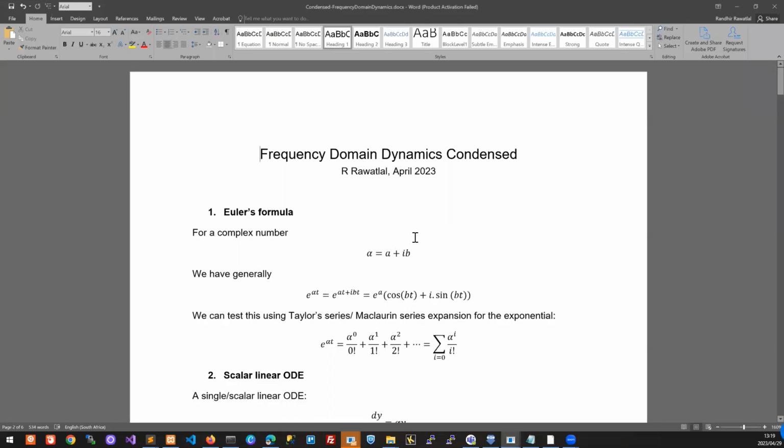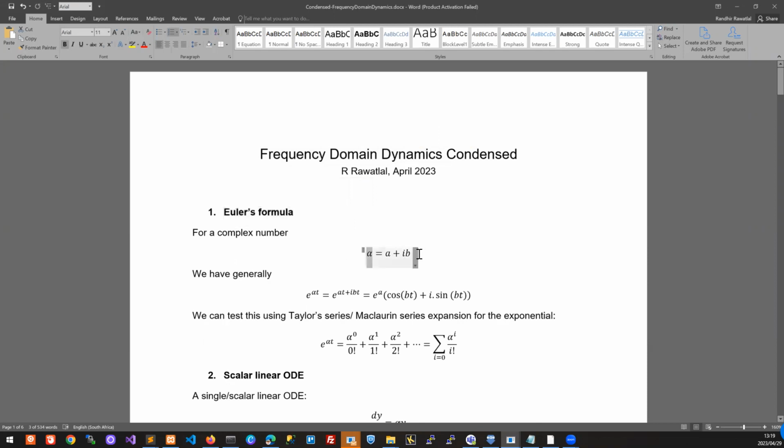Hello, and welcome to this session where we are eventually building up to our frequency domain dynamics, a complete development of all the logic involved there. So we are taking this step by step, starting from the very, very basics and looking here at Euler's formula.